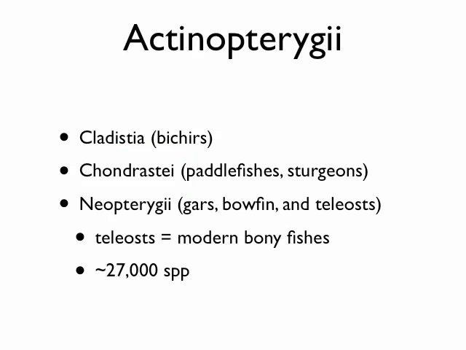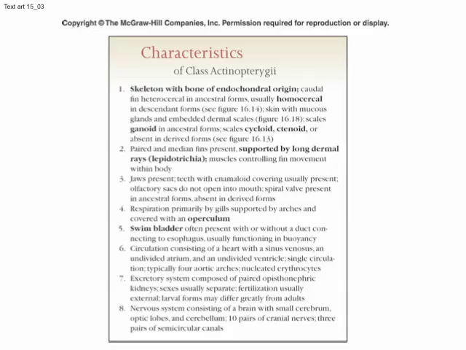The Actinopterygii includes three clades, the Cladistia, the Chondrostei, and the Neopterygii. And the Neopterygii includes the teleosts, or the modern bony fish, the largest group of modern vertebrates. And I would remind you to check out the characteristics from your text. A few things we'll point out.